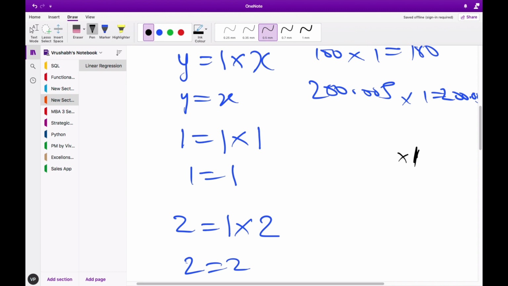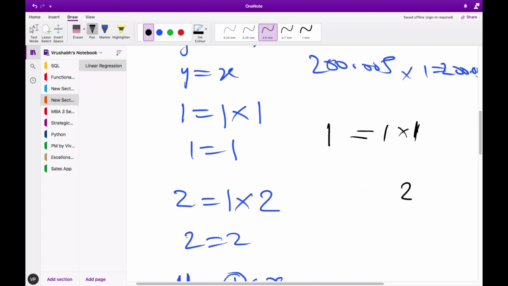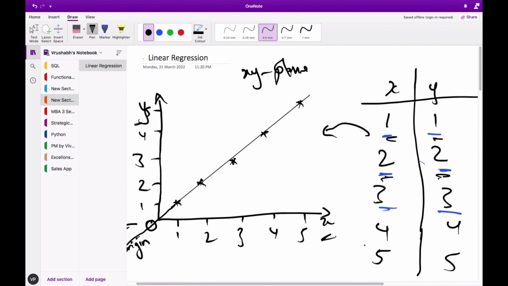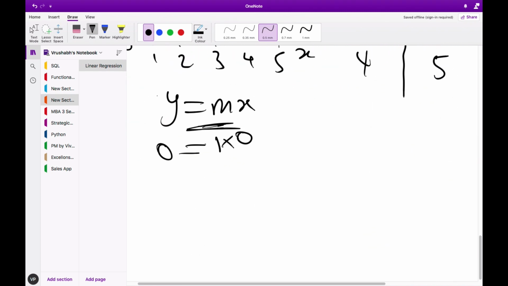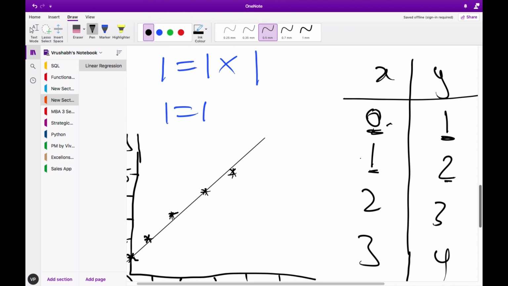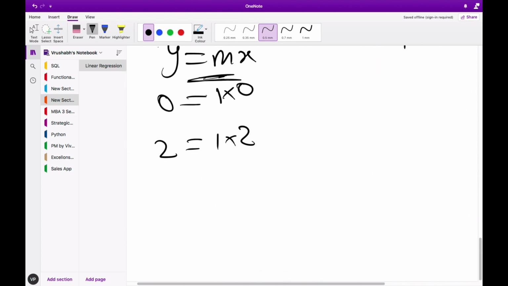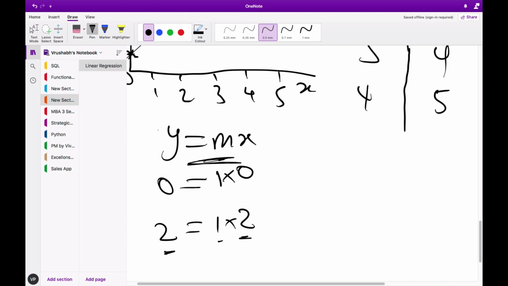If x is 1 and we multiply by 1, we're going to get the y value to be 1, which is the same thing over here. If the x value is 2 and we multiply by 1, we're going to get the y value to be 2, which is what we have in our table. But in this case, it's not going to work. If the x value is 2, we are supposed to get 3, but if x is 2 and we multiply by 1, we're going to get 2, which doesn't work.